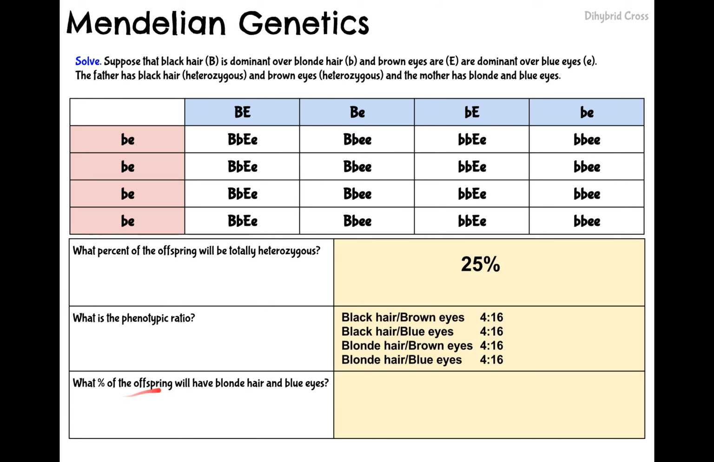And then it says, what percent of the offspring will have blonde hair and blue eyes? Blonde hair would mean I have to have 2 recessive letters, and blue eyes would mean I'd have to have 2 recessive letters. So I'd have to have 2 lowercase b's, 2 lowercase e's. So I have here 4 out of the total, which would be 4 to 16. So I would have 25%.